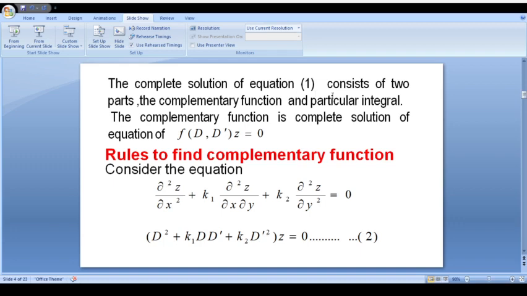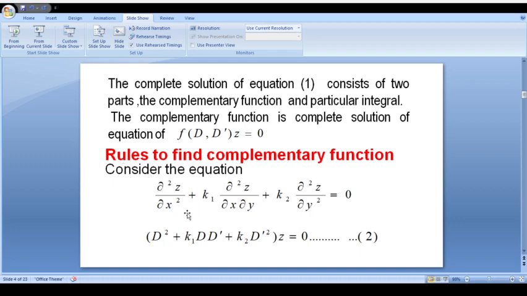Now the complete solution of this consists of two parts: one is the complementary function and the other is the particular integral. The complementary function is the complete solution of f of D, D dash operated on z equal to 0. Now we have to find the complementary function. Now we see the rules to find the complementary function.